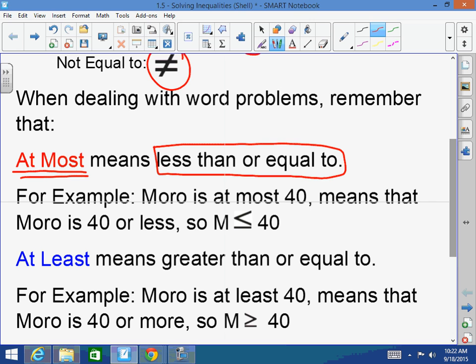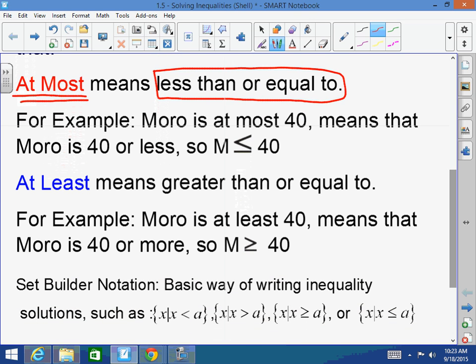At least is the reverse of that. And at least means greater than or equal to. For example, Mr. Morrow is at least 40. That means that he's 40 or older. So in this case, M for Morrow would be greater than or equal to 40. So at most, less than or equal to. At least, greater than or equal to. If you think about it, it's kind of reversed, right? You would think that at most it's going to be getting larger, but no, at most is less than or equal to. At least you would think it's getting smaller, but no, at least is greater than or equal to. So very, very important when you're working with this.